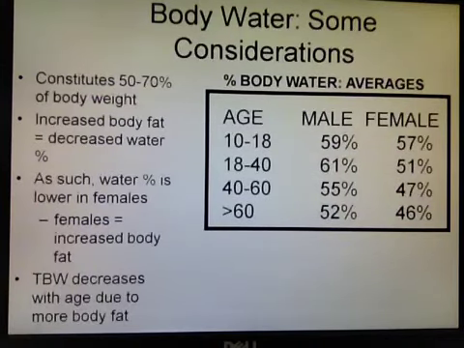Now, total body water also decreases with age due to the fact that most of us put on more body fat as we age. So here are some examples to give you an idea of these benchmarks. As we go from younger ages to older ages, both in males and in females, total body water tends to decrease, and that's mainly because of the increase in total body fat. Also, for any age group, we typically see that females, on average, have a lower body water percent than males, again for the same reason, increased body fat.